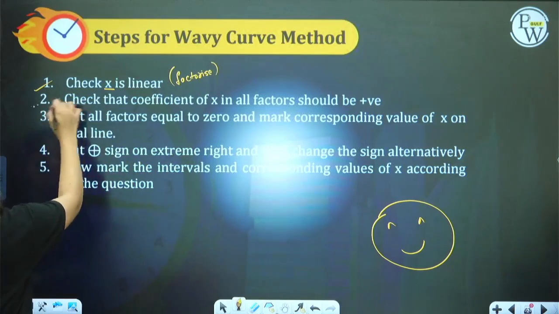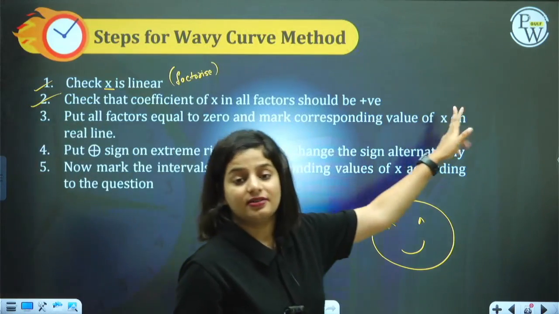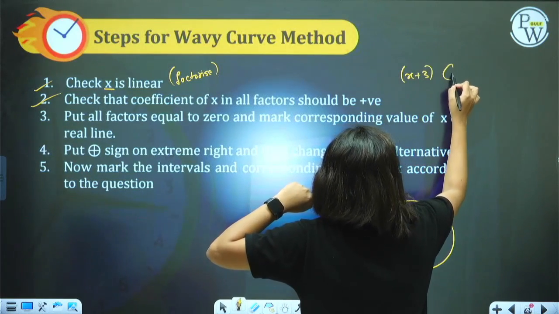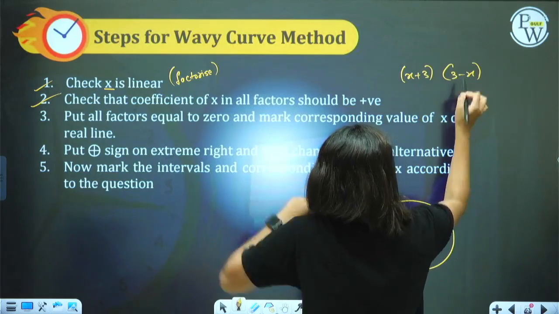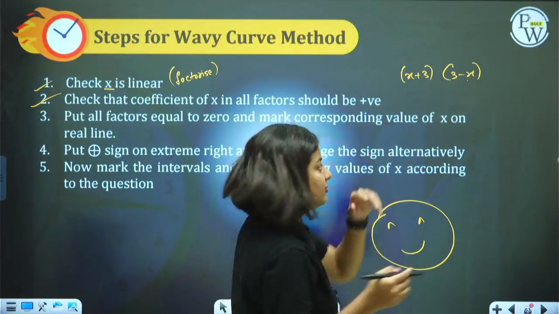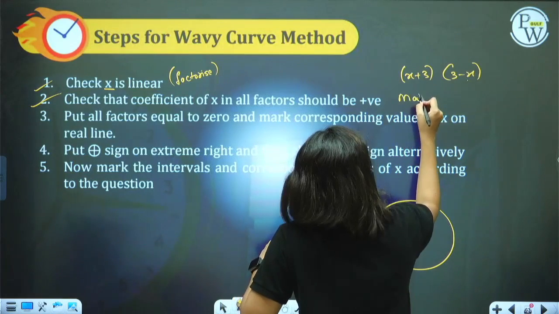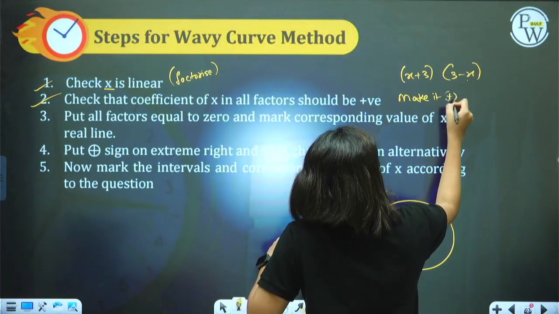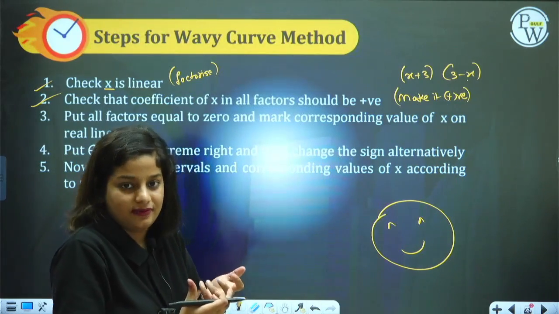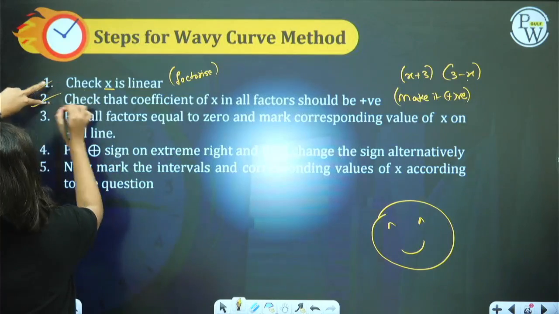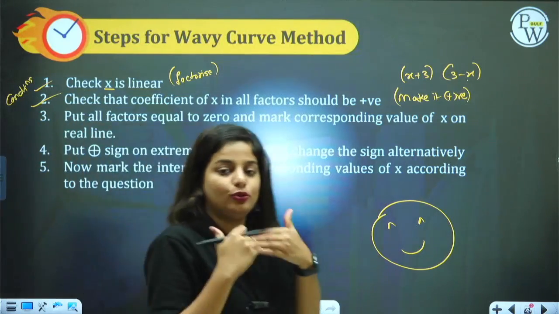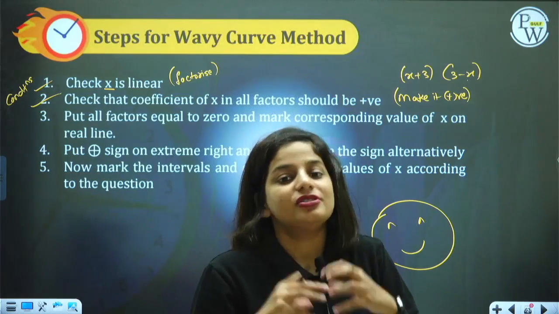Second step, check that the coefficient of x in all the factors is positive. That means you always have x plus 3 and you never have something like 3 minus x. If the coefficient of x is negative, here you can see x is negative, what should be done? Make it positive. You pull out the minus sign and make x positive. These are the preliminary conditions. These are more like conditions instead of steps. You have to check these conditions before solving the question.